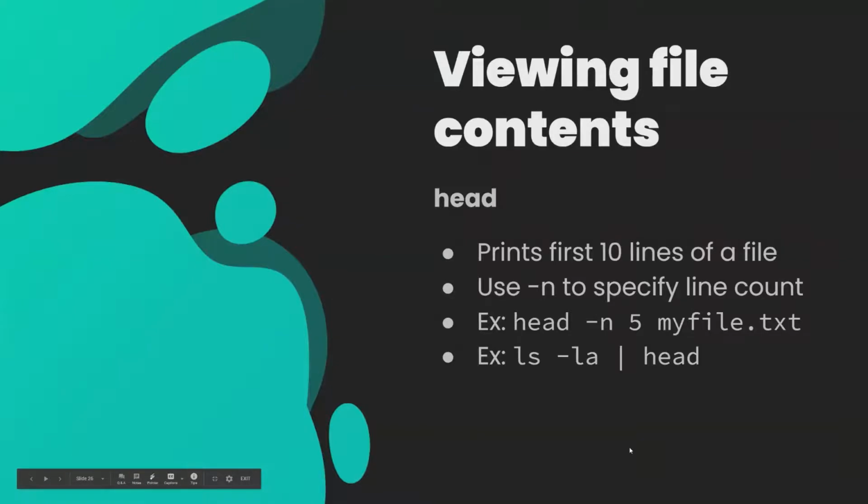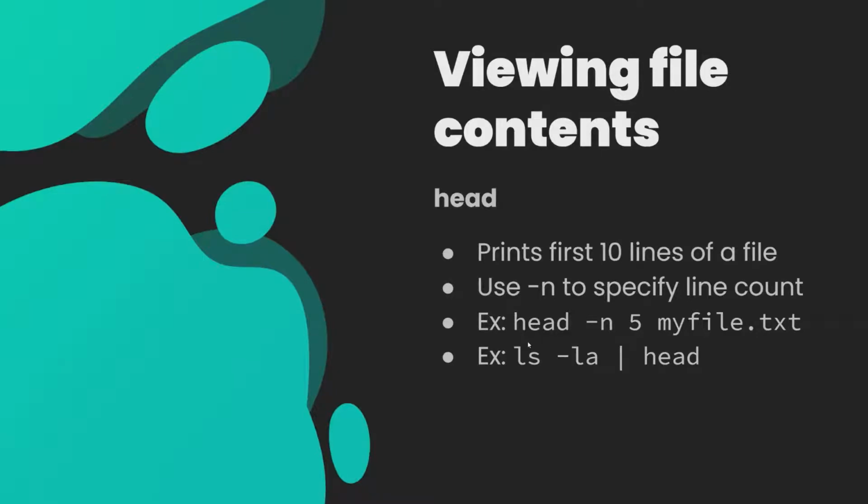And here is viewing file contents. There are several ways to do that, so I'll show you a few of the commands with which you can actually do that. Head is one of the commands that lets you do this. It prints the first 10 lines of a file. And if you wanted to specify the number of lines that you want to print out, you can do -n and then specify the number. And then you specify the file after that.